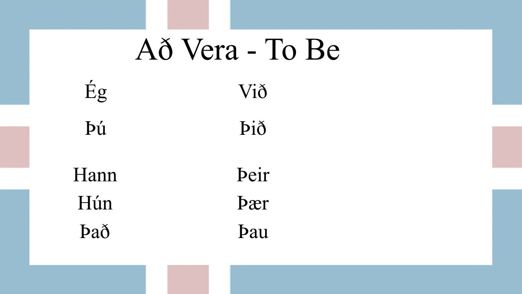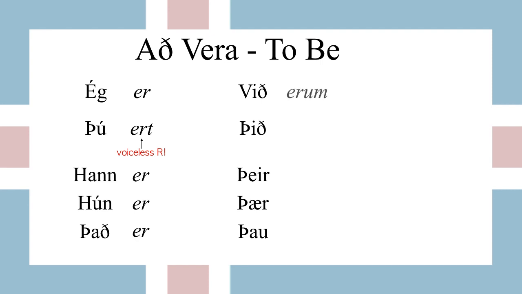I am would be ég er. You are would be þú ert. And watch out for that voiceless R. If you're forgetting what that sounds like or how to make it, then go ahead and check out my pronunciation video on the letter R. But just watch out for that. We're not going to say ert. We're going to say ert with the voiceless R. He, she, it is. We're going to say hann er, hún er, and það er.